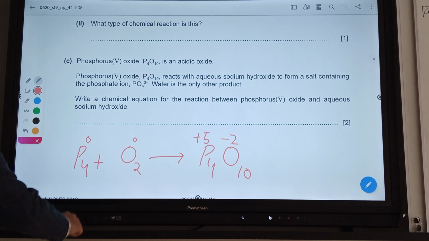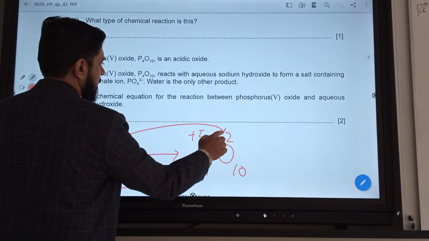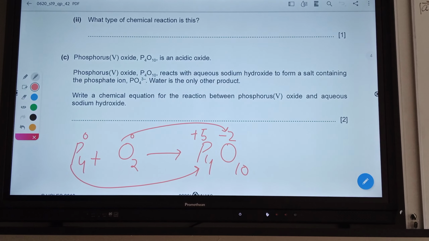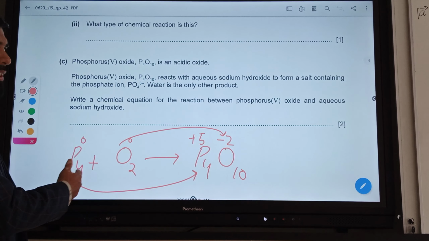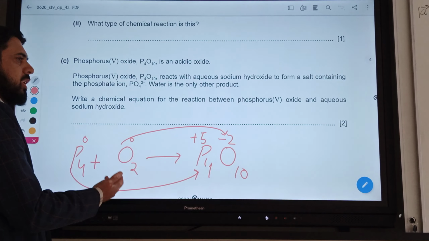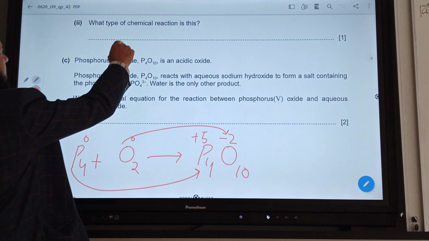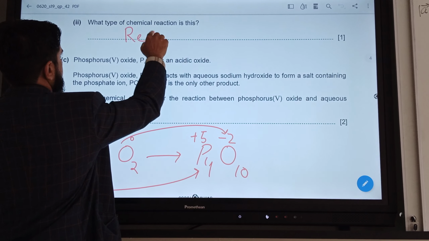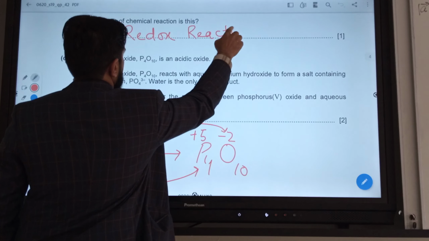So you can see there is an increase in oxidation state and there is a decrease in oxidation state. So whenever in the same chemical reaction the oxidation state of one element or substance is increasing and the other one is decreasing, that is called a redox reaction.